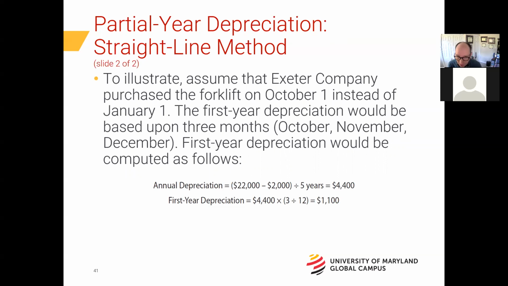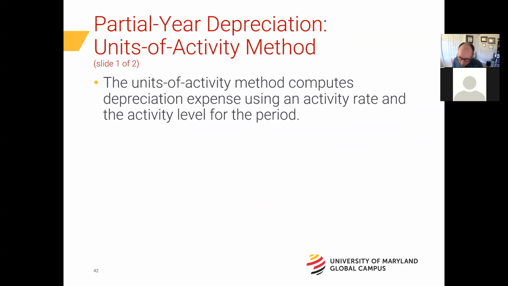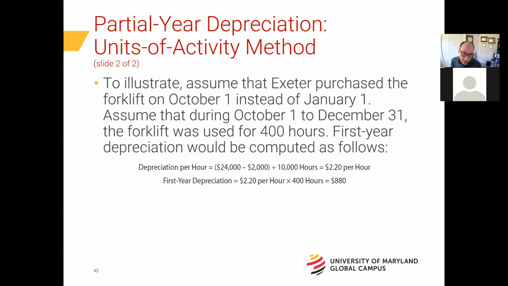Because October, November, December, right? Well, in this example, we bought it on October 1, but you get my point. It works the same way. 4,400 divided by 12 times the number of months it was actually used during that year. That's the whole idea behind it. That's how you get to partial year depreciation, and that's very common. That happens very regularly. You do the same exact thing, same type of method for units of activity.